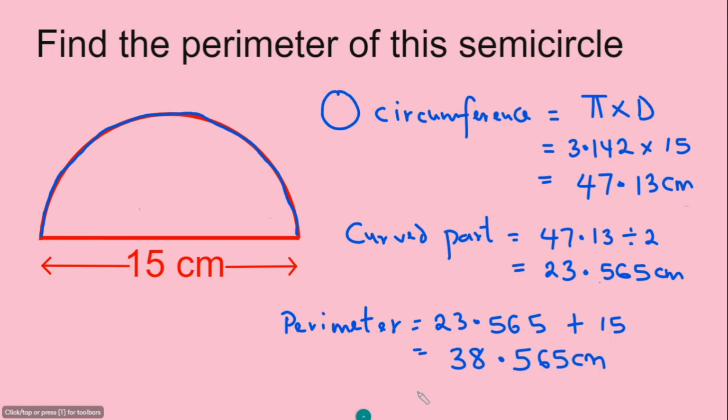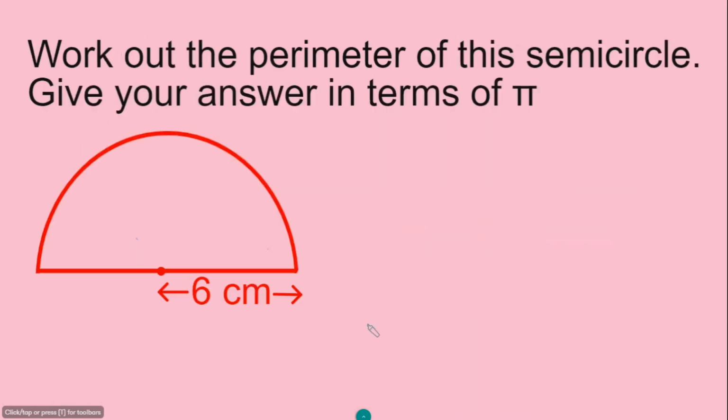And if you want to leave your answer to one decimal place, because it doesn't really tell you how to leave it, you can leave it to one decimal place, or three significant figures. But let me leave my answer to one decimal place. This is going to be 38.6 centimeters. Very easy, right?